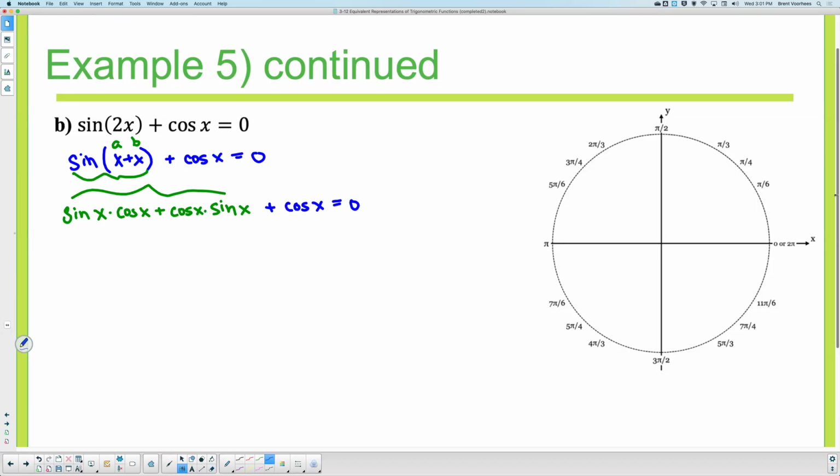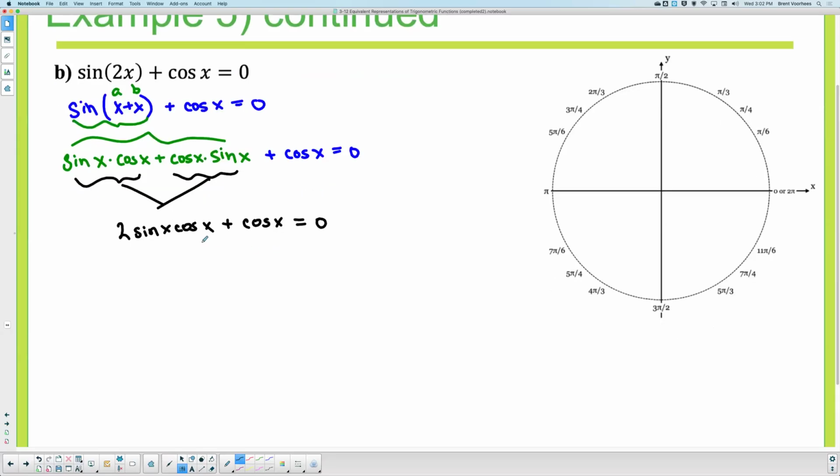When I observe these two, I notice that these two values are exactly the same. This is a sine times a cosine. This is a sine times a cosine. So this becomes 2 sine x cos x plus cosine x equals 0. Now I'm still solving with algebra. Notice both terms have a cosine, so you can factor it out. You can do a GCF. And so I factor out the cosine, and I'm left with 2 sine x plus 1 equals 0.